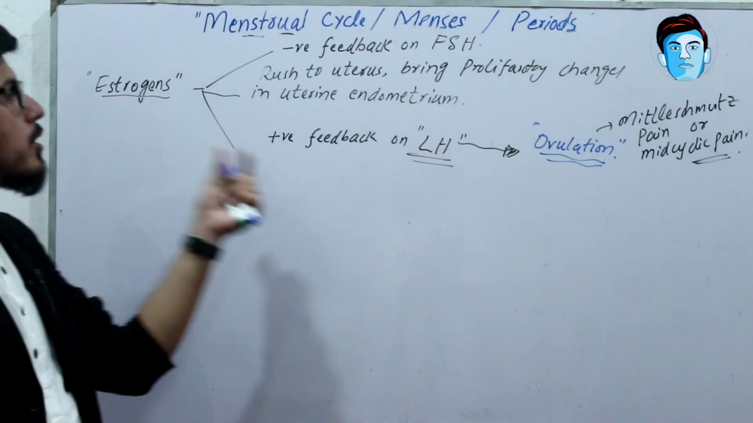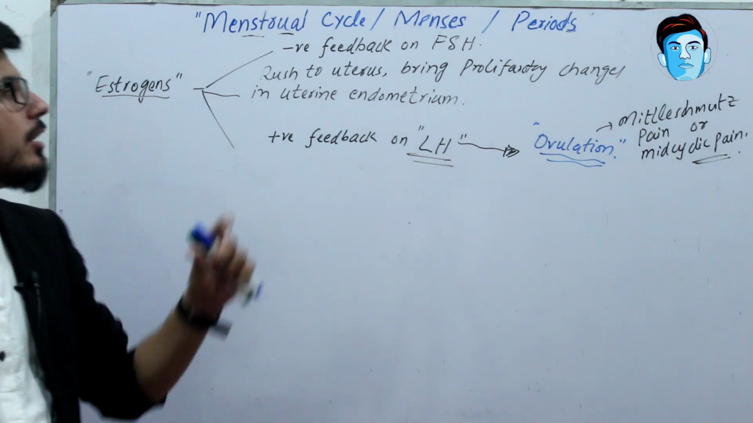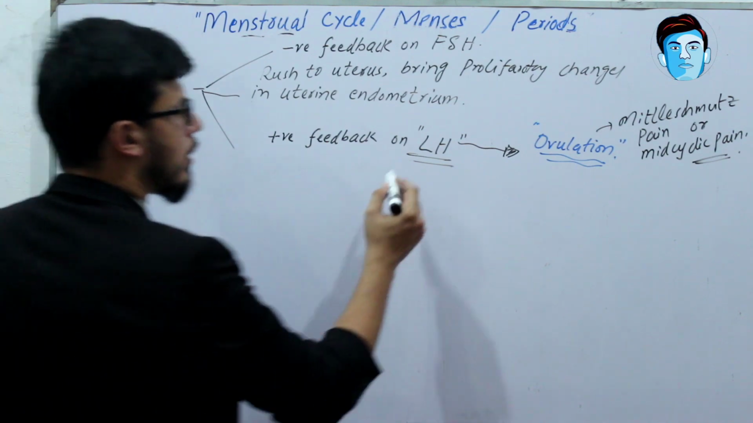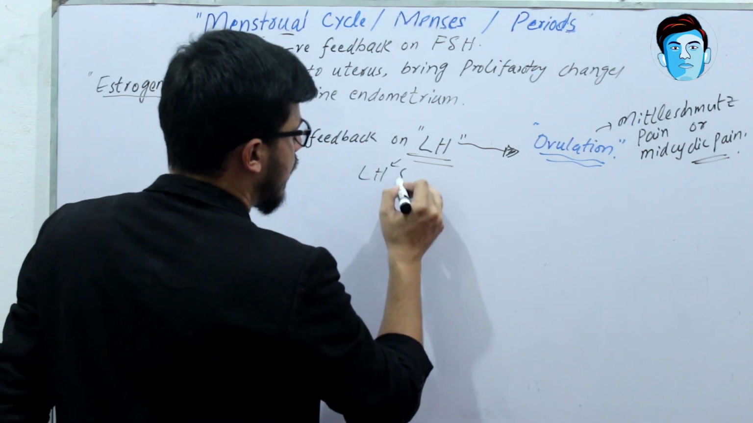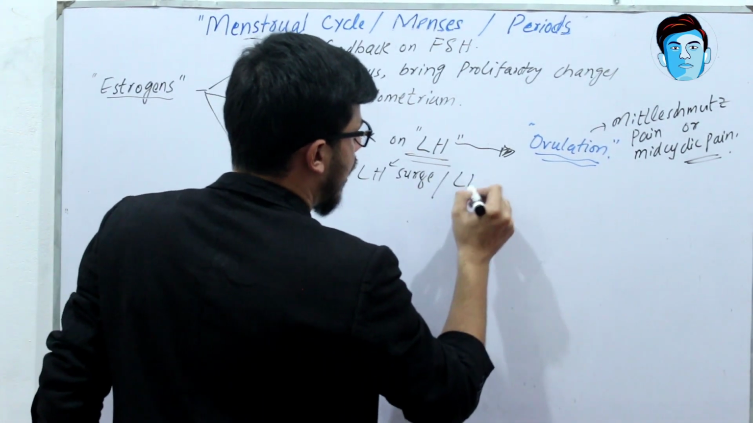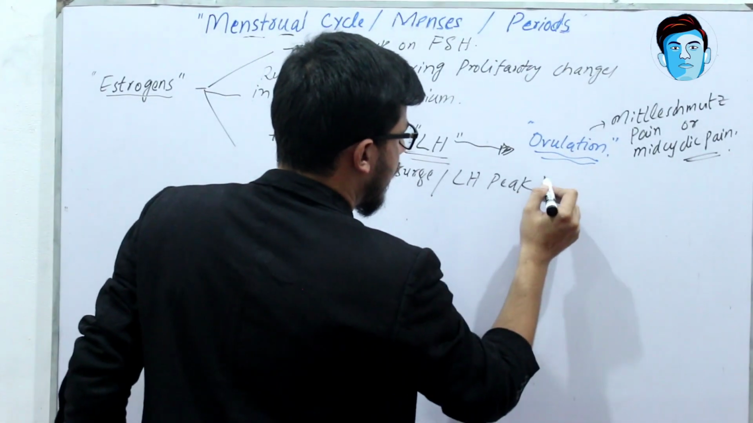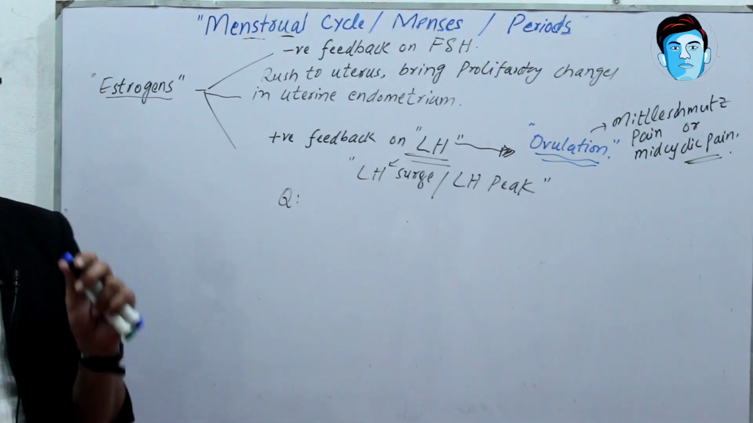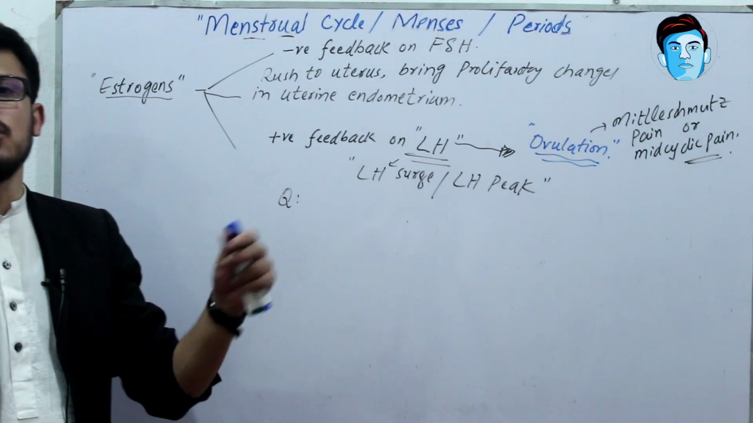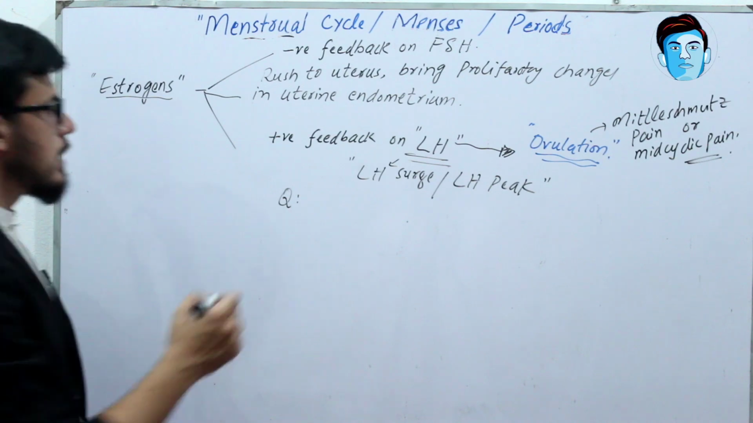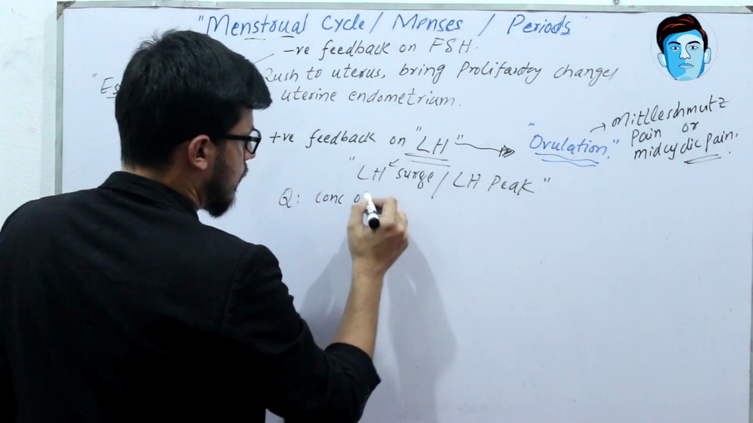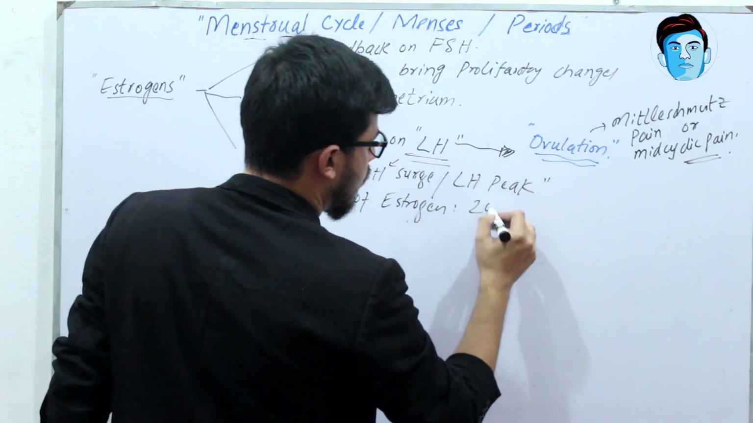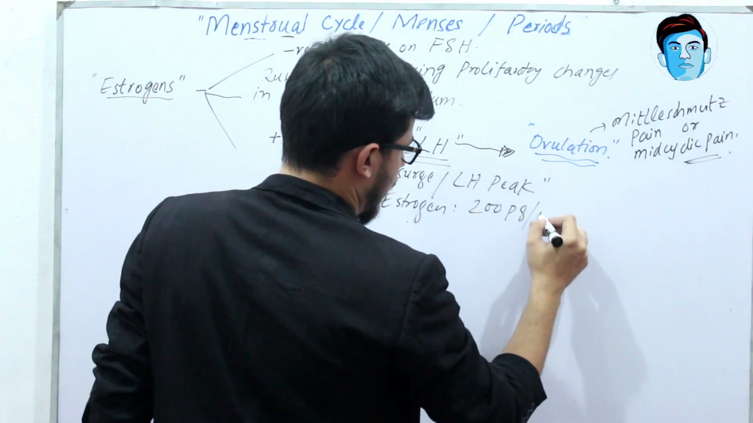So estrogen has a positive feedback on LH. It means estrogen helps stimulate LH more and more, and this is what we call the LH surge, which is also called the LH peak. Now a very important question they will ask you: how much concentration of estrogen is required for the LH surge? The concentration of estrogen required for the LH surge is 200 picogram per ml.